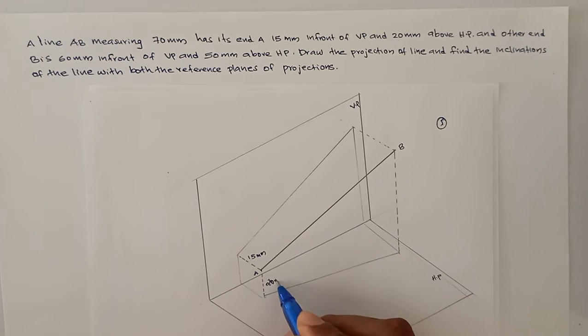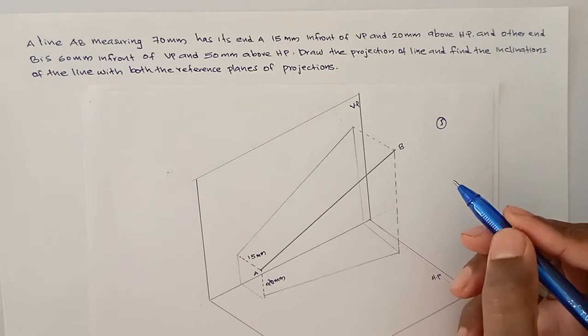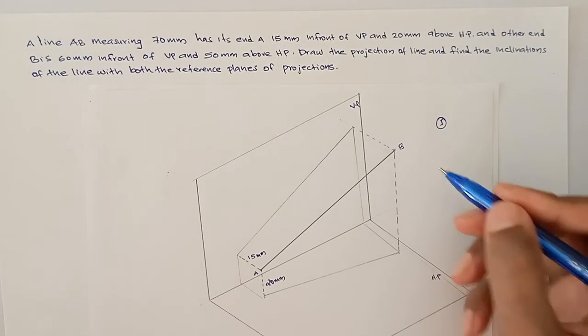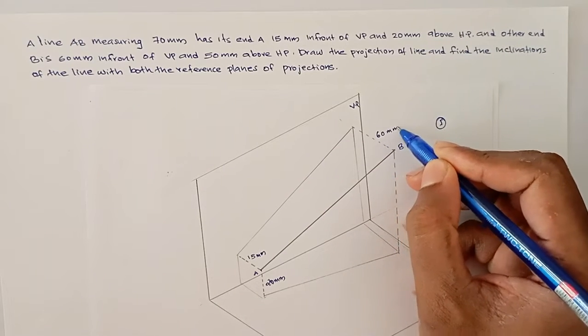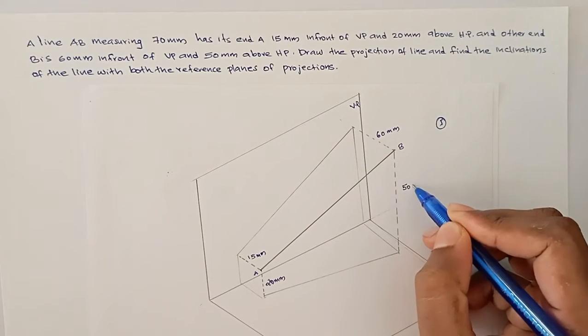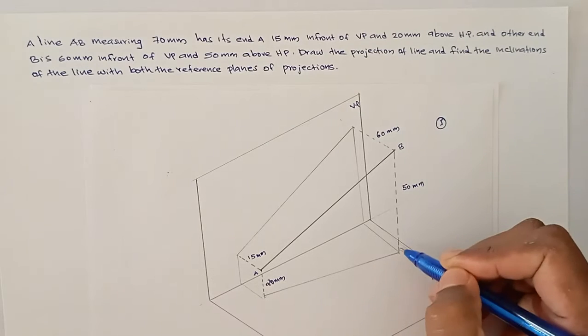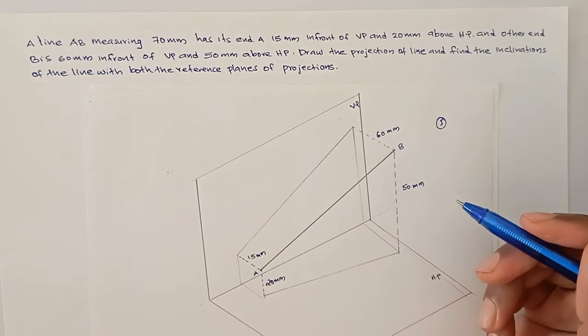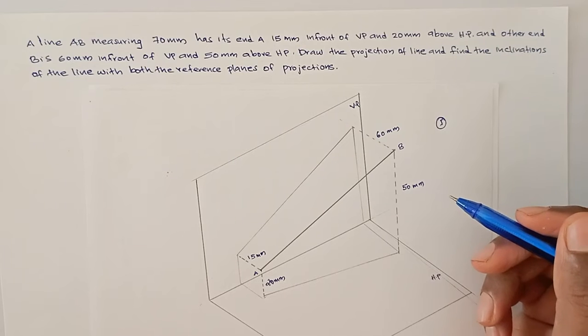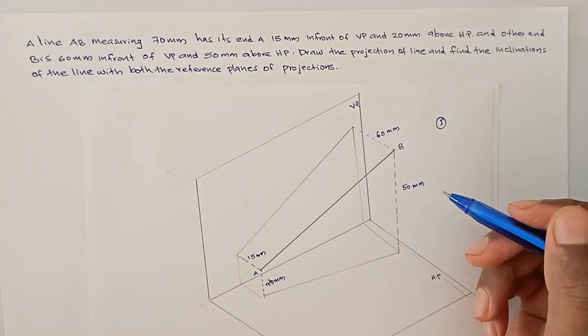This is 20 mm. And the other end B is 60 mm in front of VP. This distance is 60 mm and 50 mm above HP. This is 50 mm above HP. Here to here the distance is 50. From here to here the distance is 60. So this is our three-dimensional view of our question.